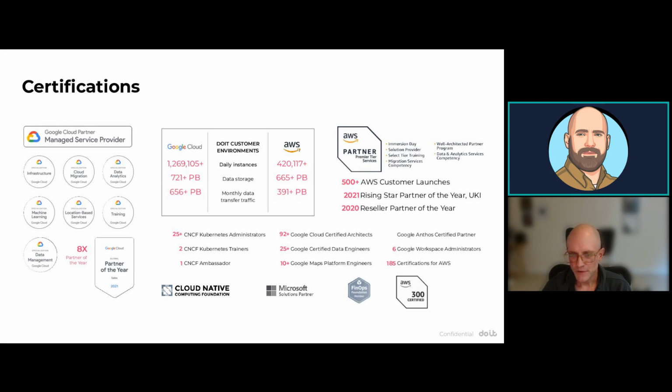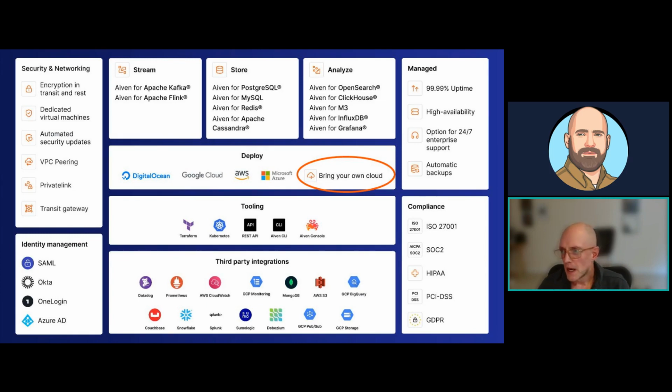Absolutely. Thank you, Sal, for that introduction. So Aiven, this is a little bit more of an overview of what we have, as opposed to that first slide, which was the brief introduction. We're really more than just the sum of the open source services that we provide for streaming, for storing, for analytics. The platform ensures that all services run reliably and securely.